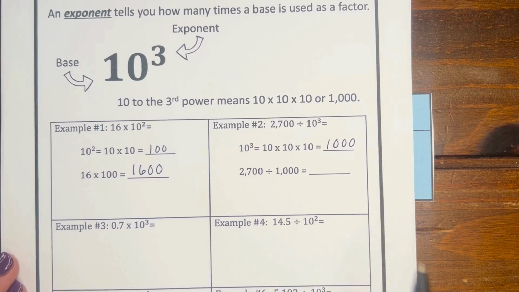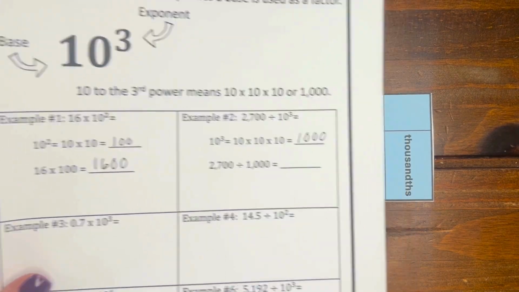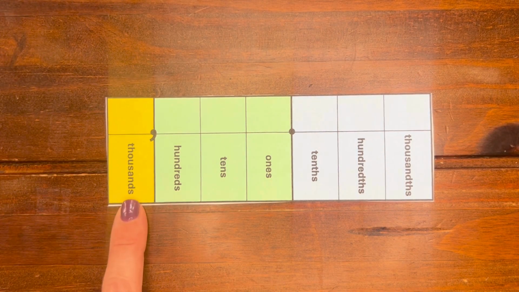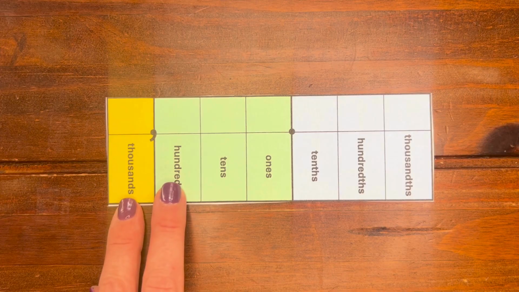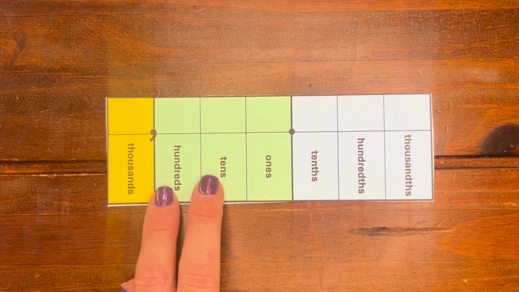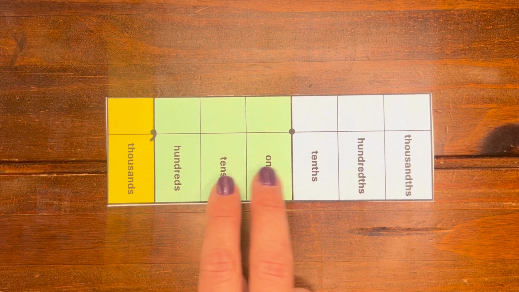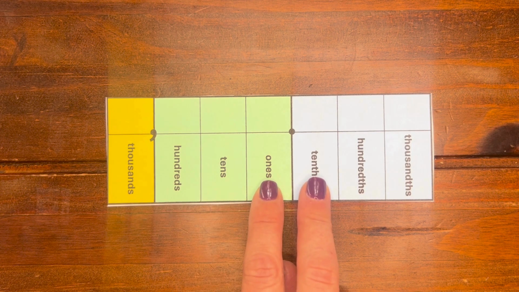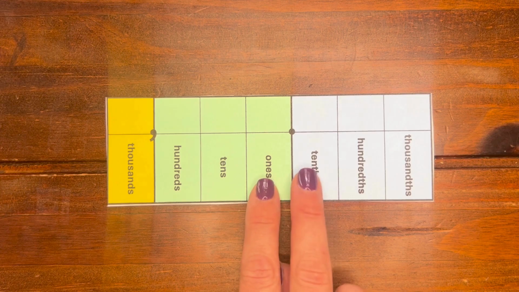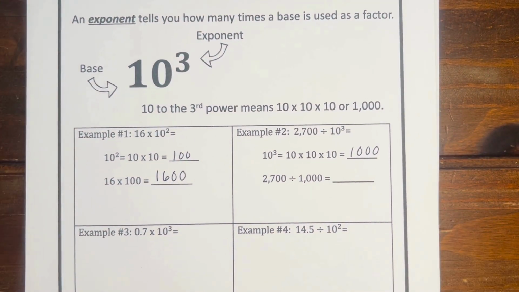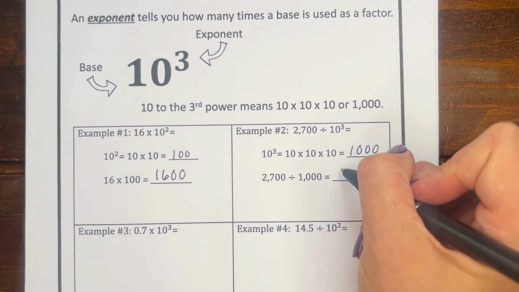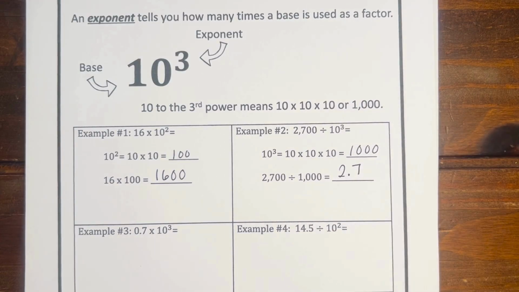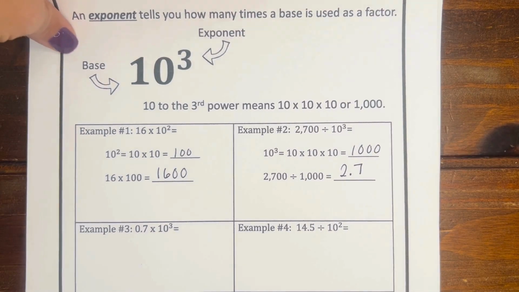2,700 divided by 1,000. I think I might need my place value chart for this one. So let's check. 2,700 has a 2 in the thousands place and a 7 in the hundreds place. Dividing by 1,000 means I'm going to shift 3 places smaller, or 3 places to the right. 1, 2, 3. So this number shifted all the way to the ones and the tenths place. 2,700 divided by 1,000 is 2 and 7 tenths. Let's keep going.